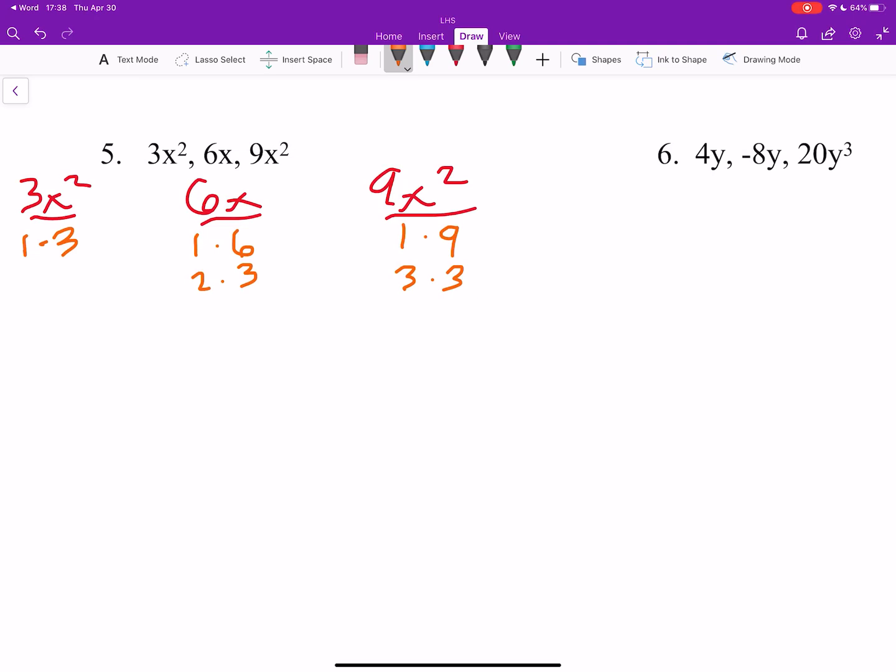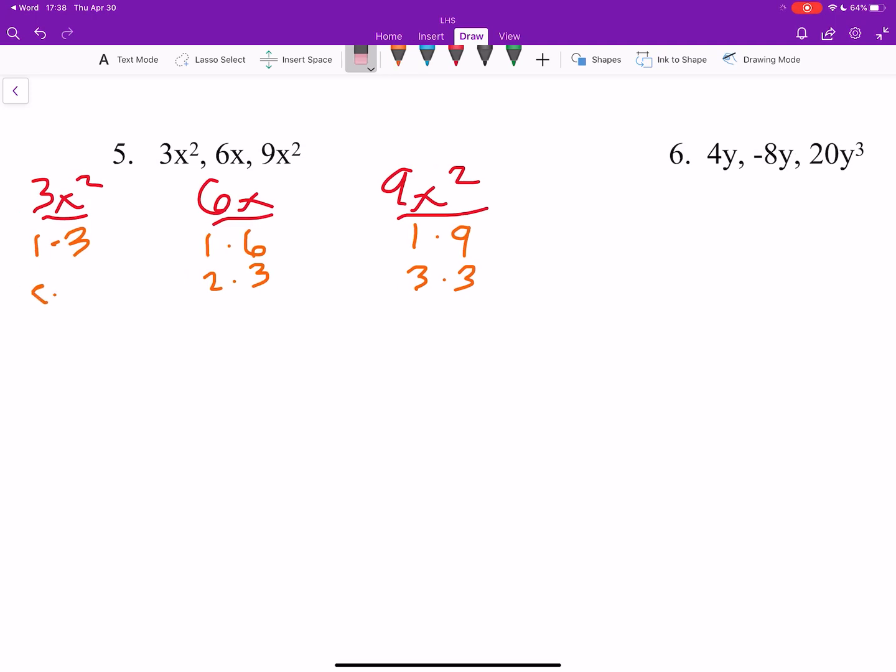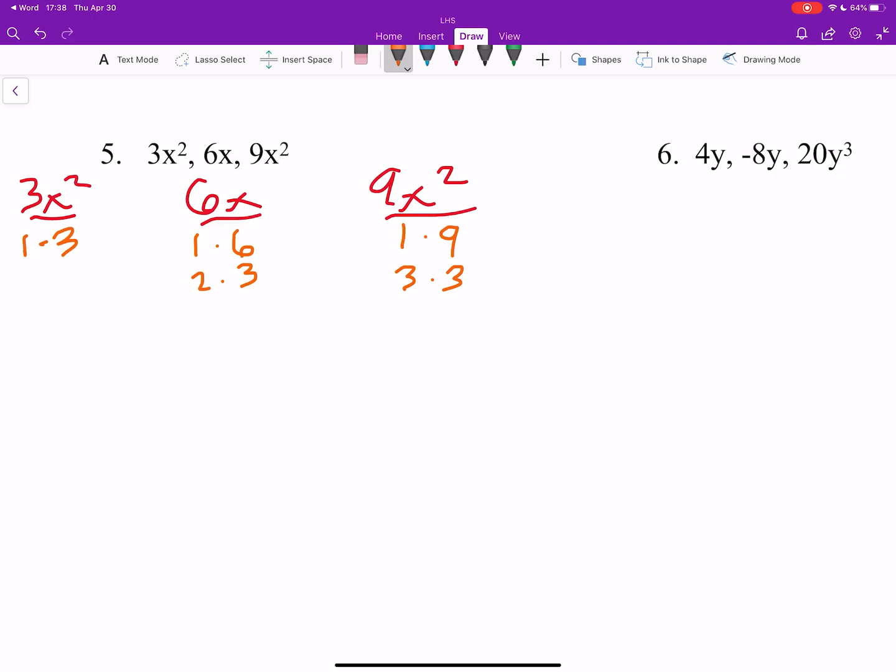Now I'm going to take a look at the variables and list out the variables. Remember, x to the power of 2 means x multiplied by itself twice. Oh, it's going off the screen there. Which means x times x. Right here, a single x to the power of 1 is just x. And over here again, x squared, x times x.